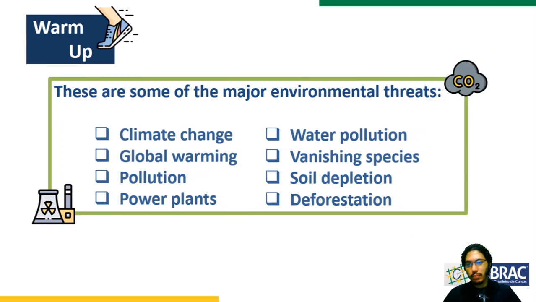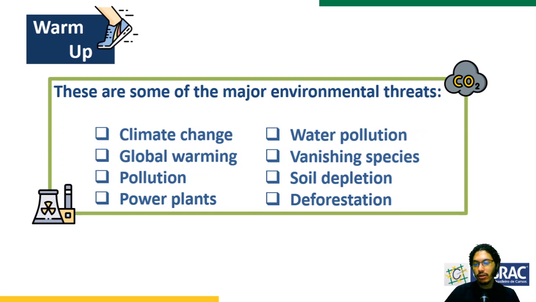Let's go on to warm up. And these are some of the major environmental threats to our planet. So repeat after me, beginning with climate change. Climate change. Global warming. Pollution. Power plants, water pollution, vanishing species, soil depletion, and deforestation. Deforestation. So what are each of these?